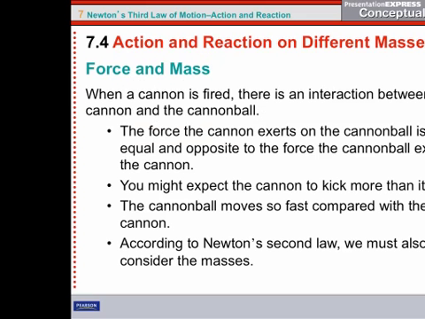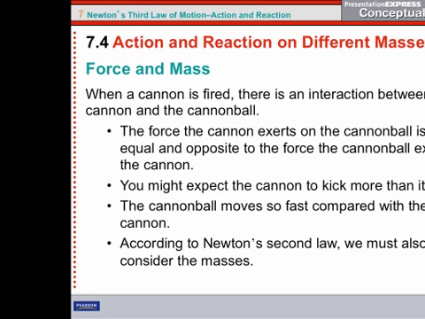Alright, so when a cannon is fired, we've got an interaction between the cannon and the cannonball. The force is equal and opposite. You've probably seen pictures of how the cannonball goes one way and the cannon recoils, it goes the other way. Now, the cannonball moves so much faster because the cannon is so much larger.